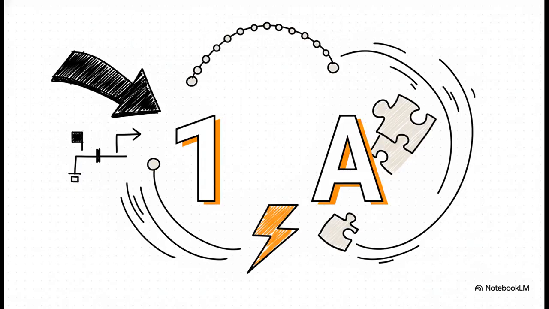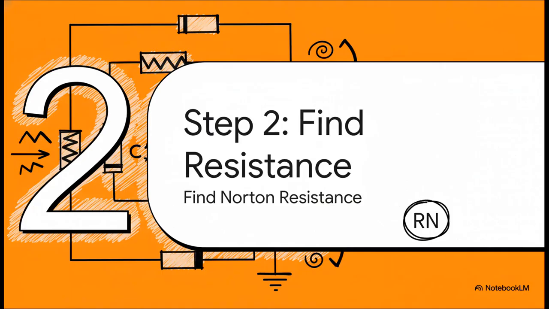And what do we get? 1 amp. Just like that, we've got the first piece of our puzzle. Our Norton current, IN, is 1 amp. Boom! Step 1 done. All right, 1 down, 1 to go. On to the second and final piece, the Norton resistance, or RN. This basically tells us what the internal resistance of that original messy circuit looks like from the outside.